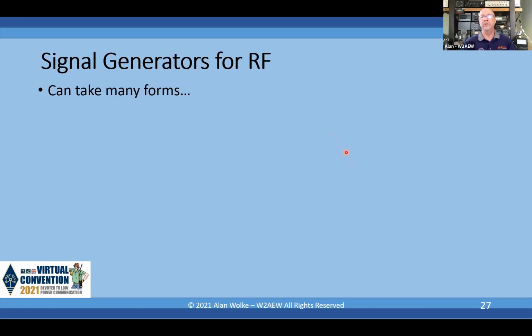But since the TinySA and the NanoVNA are so inexpensive, you could have one of each of those. And then if you decide, hey, I need better performance on the VNA because of the work I'm doing, then you can step up to a more expensive instrument on that side, for example.